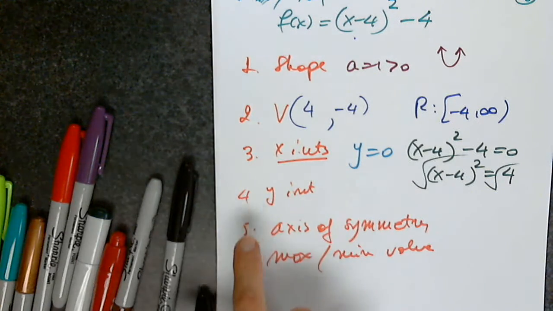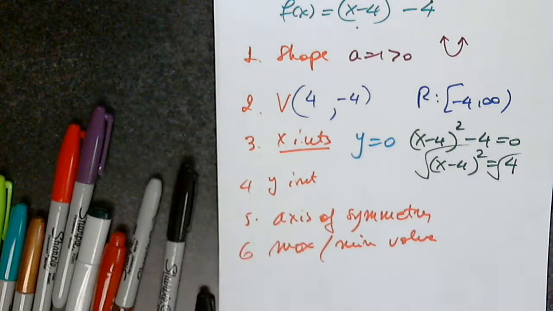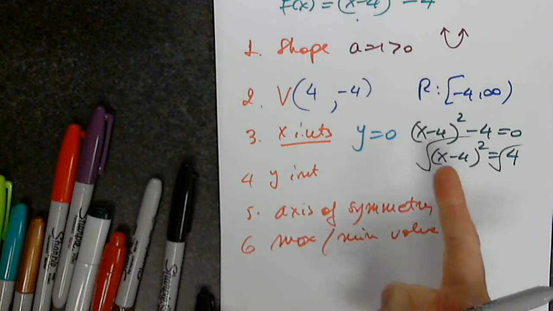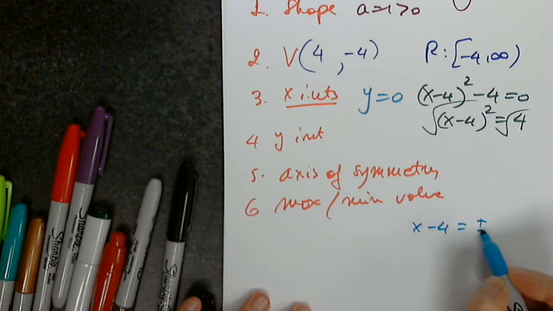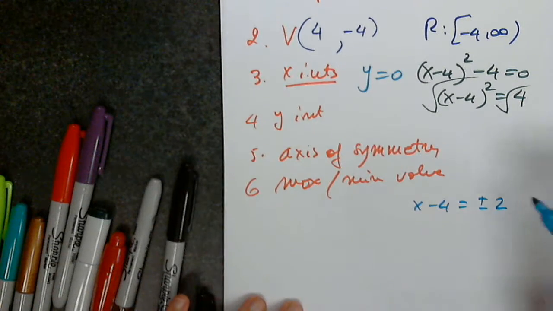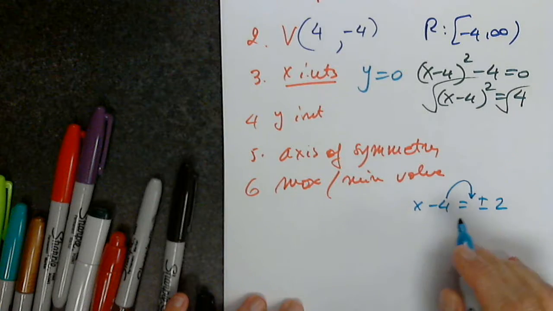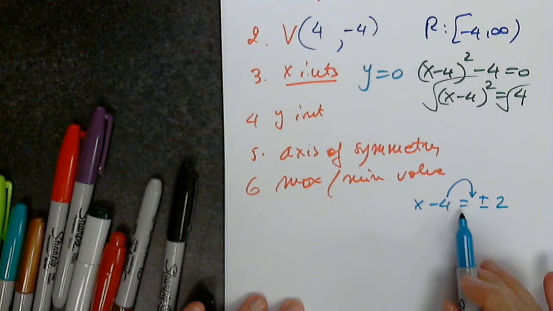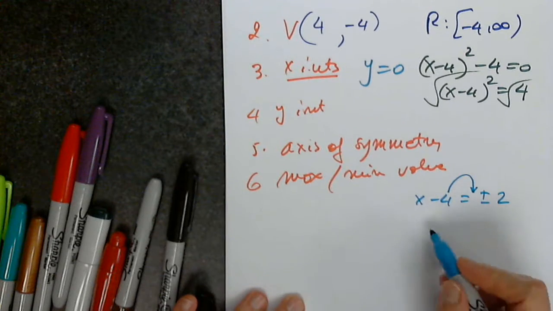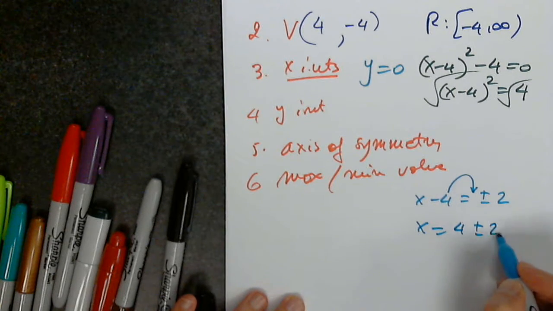So we are in step 3 right now. We're finding the x-intercepts. Don't forget plus or minus. This is a quadratic equation. So we have x minus 4 equals plus or minus 2. And we have to put the 4, when I move it, not between plus or minus and 2, but between the equal symbol and plus or minus. So x equals 4 plus or minus 2.